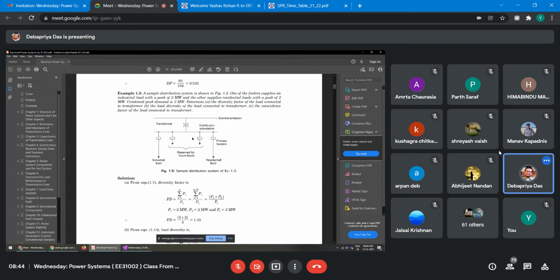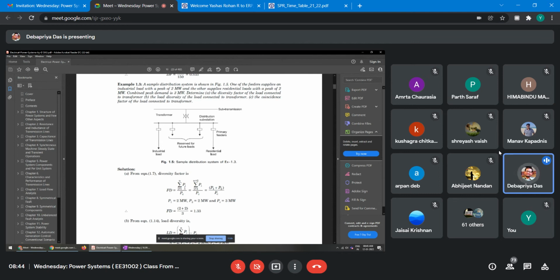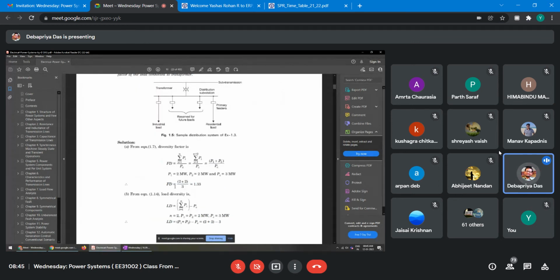These are the things. So from equation 1.7, the diversity factor FD is equal to the sum from i equal to 1 to n of Pi upon PC. Here only two consumers are there, industrial and residential, so n is equal to 2. So P1 plus P2 upon PC. The coincident combined peak demand is 3 megawatt. That means PC is 3 megawatt and P1 is 2 megawatt, P2 also 2 megawatt, because each one's peak is 2 megawatt. Industrial is 2 megawatt here and residential also 2 megawatt. Therefore, the diversity factor is 2 plus 2 upon 3.